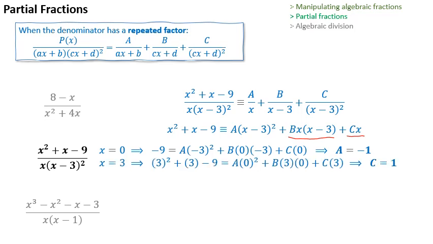The next logical substitution to make is x equals 3. And in this case, if we set x equal to 3, we find we can cancel out the a bit because there's an x minus 3 bracket there.